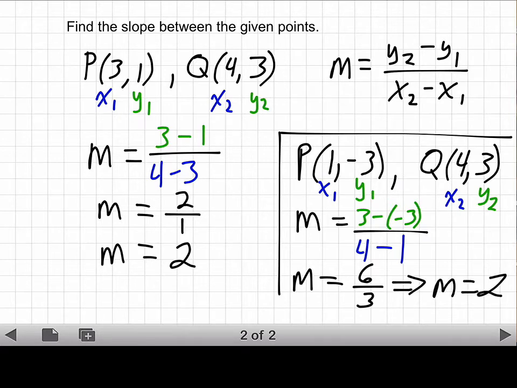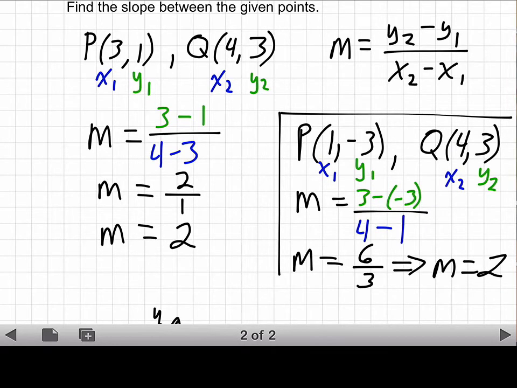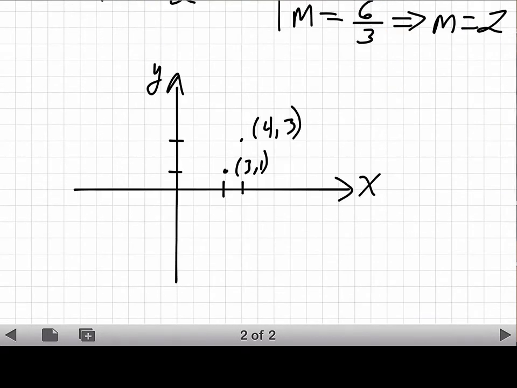Let's see what these look like on a graph. When we consider the first pair that we had, 3, 1 and 4, 3, I have them on the graph here, and the slope is rise over run.